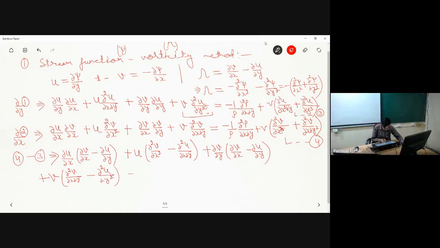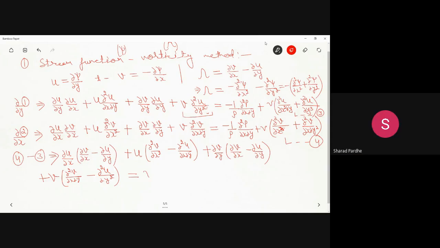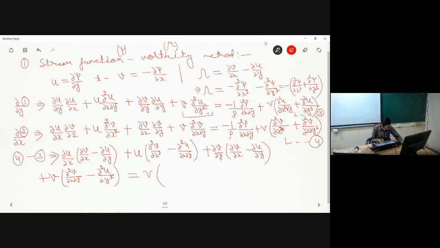Okay. Then in the right hand side, what will I be getting? Pressure term will be cancelling out. Mu times del cube v divided by del x cube plus del cube v divided by del x del y square, and minus del cube u divided by del x square del y minus del cube u divided by del y cube.